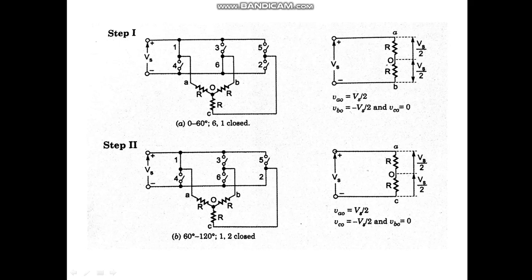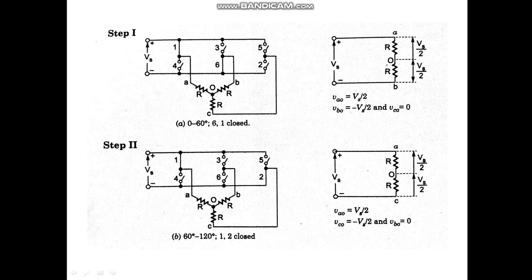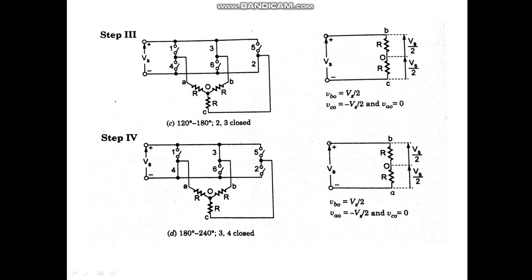Now in the third step, 1 will be made off because it conducted for 120 degrees, and switch 2 has just been on for 60 degrees. After a 60-degree delay, in the next interval, T3 will be made on. Are you getting it? Simple sequence. Here in this sequence, R phase is connected to positive, Y phase is not connected, and B phase is connected to negative. Again Vs by 2.